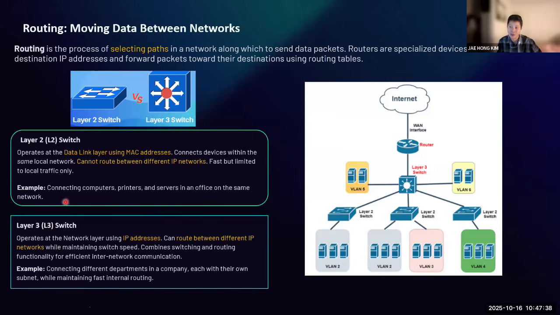So what is an L3 switch? An L3 switch operates at the network layer using IP addresses. We already learned this network layer in the OSI model, using IP addresses. It also routes between different subnets. So there are different subnets, different networks, and sometimes they can communicate. How? Using an L3 switch. This is what we call routing. Routing is the process of selecting a path in the network and allowing packets from one network to go to a different network. So that is routing.